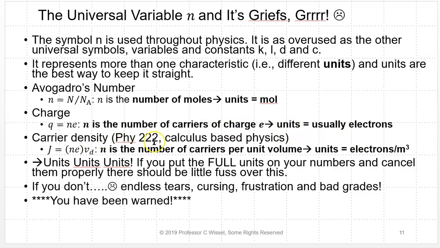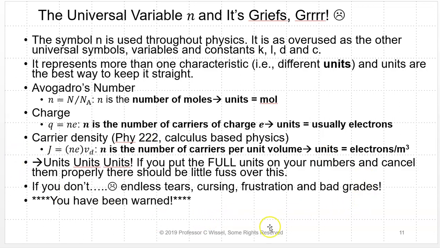Carrier density, this is physics 222, calculus-based physics. J equals n e vd. N here is the number of carriers per unit volume. And the units on that are electrons per cubic meter. Units, units, units. You must put full units on your numbers and cancel them properly. If you do that, there shouldn't be any fuss on this. If you don't, it'll be endless tears, cursing, frustration, and bad grades.